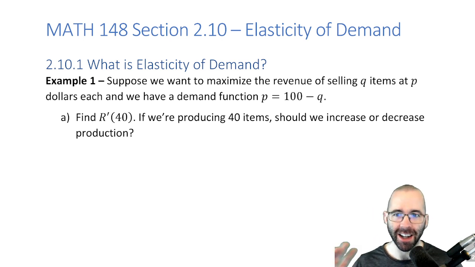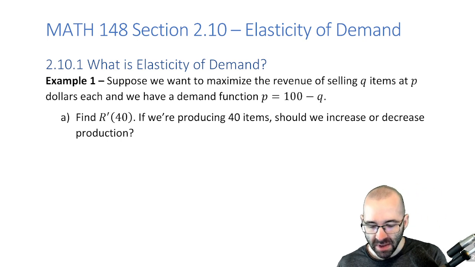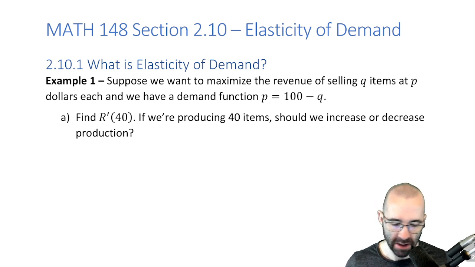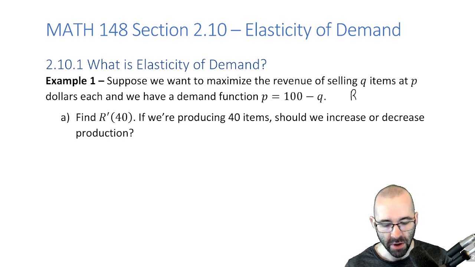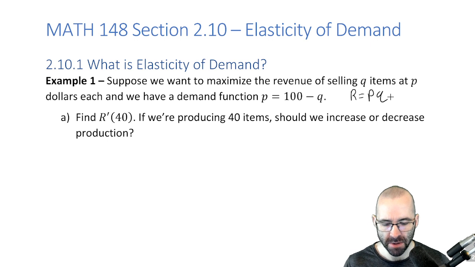So let's just forget about the word elasticity for a second, and let's look at a problem. Suppose that we want to maximize the revenue of selling Q items at P dollars each, so we have some demand function. Remember that revenue is just price times quantity, and a lot of times we use our demand function to get a revenue equation with only one variable. Part A is saying find R prime of 40. So find the marginal revenue when we're producing 40 items.